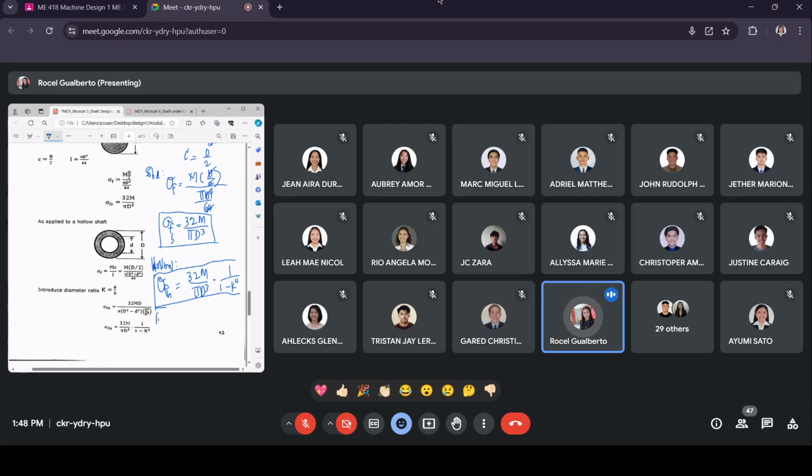Then what you will do is simply equate the design stress to the induced stress of the material. The design stress would be sigma d, since our induced stress is in the form of sigma. So this is equal to the flexural stress, 32M over pi d cubed times 1 over 1 minus k to the fourth. If it is solid, do not include this. If it is hollow, you have to include the hollow factor, equal to your sigma d.